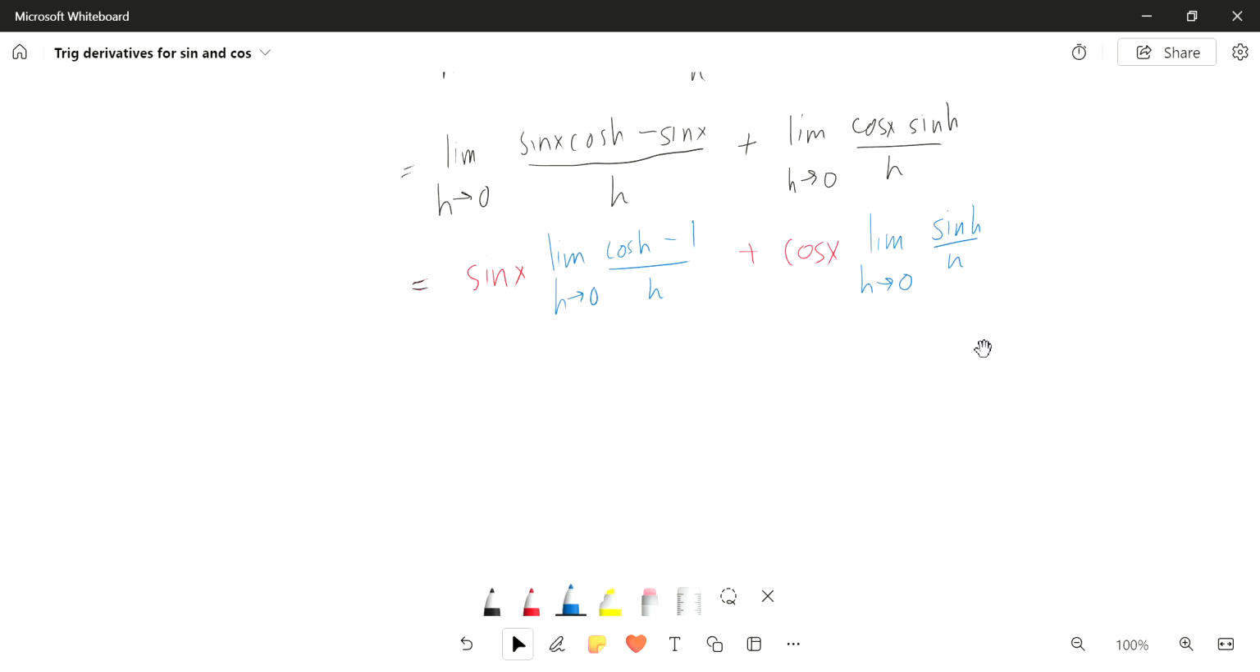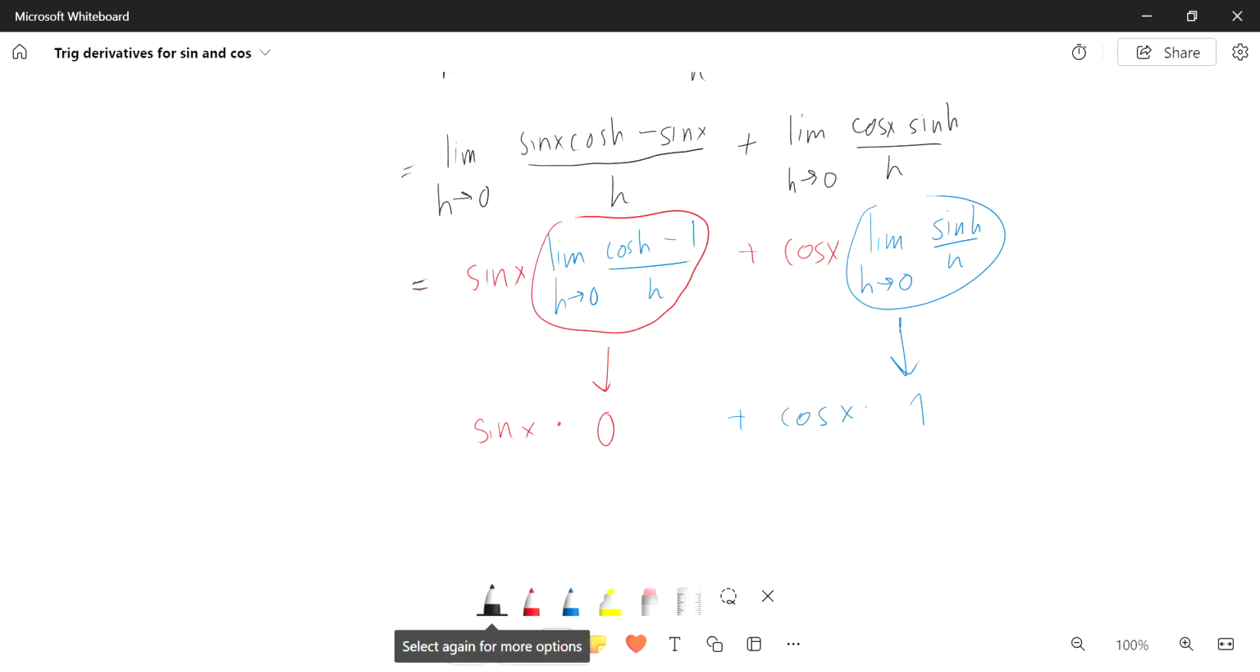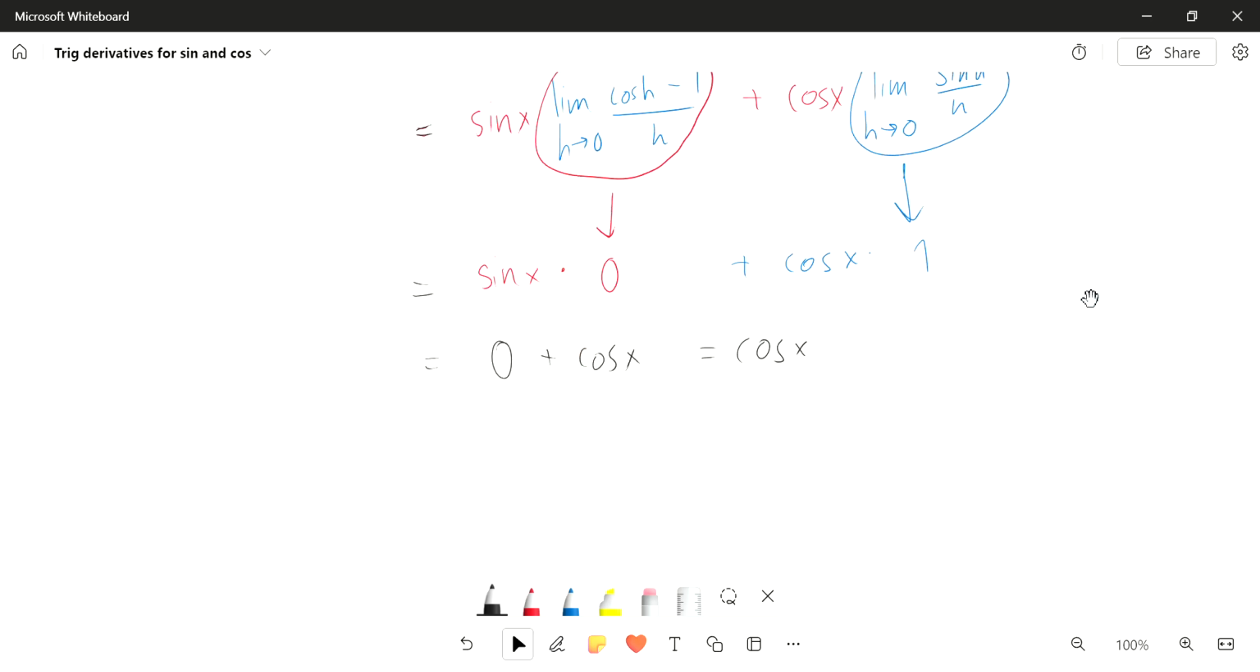So now the next step is to remember that this limit, when you evaluate it, becomes 0. So we have sine x multiplied by 0. And then this limit, when we evaluate it, becomes 1. So we have plus cosine x multiplied by 1. So if we have 0 plus cosine x, that just becomes cosine x. So our derivative for sine x, or we'll just write d over dx sine x, is equal to cosine x.